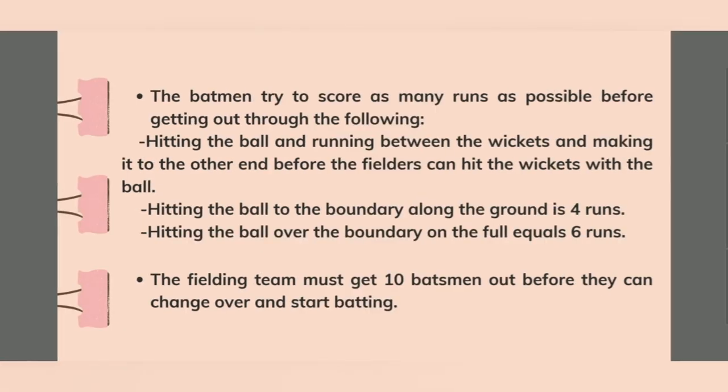Next, the batsman tries to score as many runs as possible before getting out through the following. Hitting the ball and running between the wickets and making it to the other end before the fielders can hit the wickets with the ball. It could also be hitting the ball to the boundary along the ground is 4 runs, and we have to take note of that. Hitting the ball over the boundary on the full is equal to 6 runs. Next rule is that the fielding team must get 10 batsmen out before they can change over and start batting.